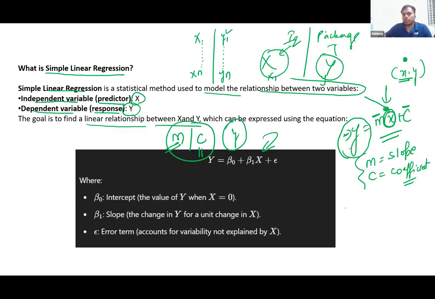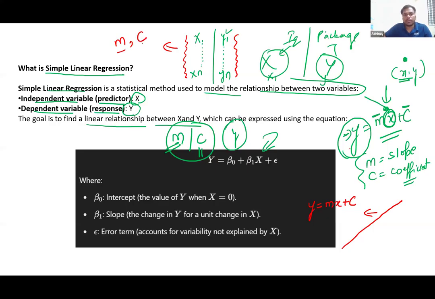Whenever we try to make a linear line, this linear line is nothing but the equation of the line y is equal to mx plus c. We have x data in our data set, we have y data in our data set. We will train our model in such a way that we will try to find out the value of m and c.